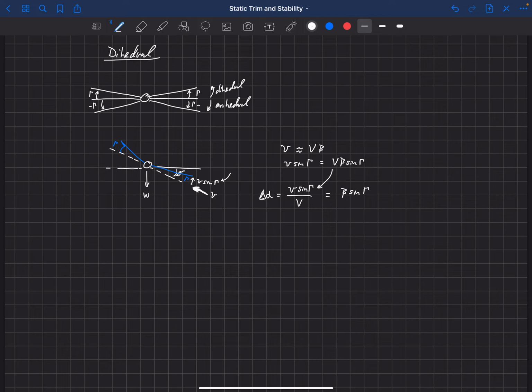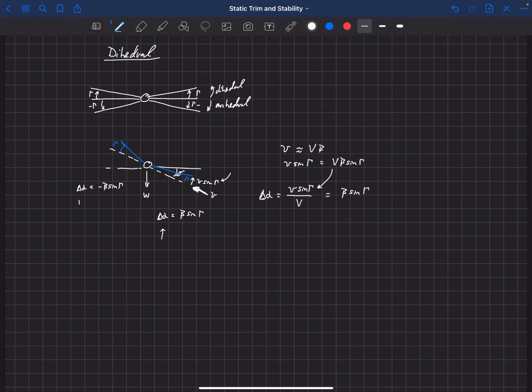Okay, so on the right-hand side of this aircraft, our delta alpha over here is equal to beta sine gamma. And actually, on the left-hand side, our delta alpha over here is equal to negative beta sine gamma. Okay, so what we see is that on the right-hand side, we actually have an increase in angle of attack.